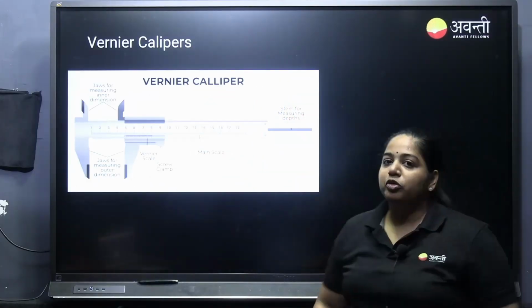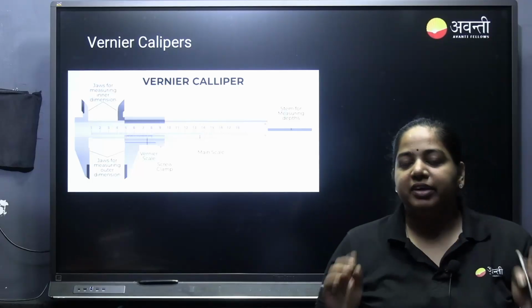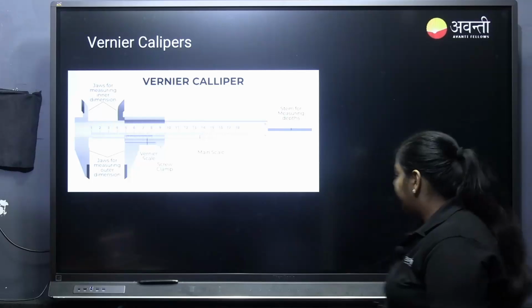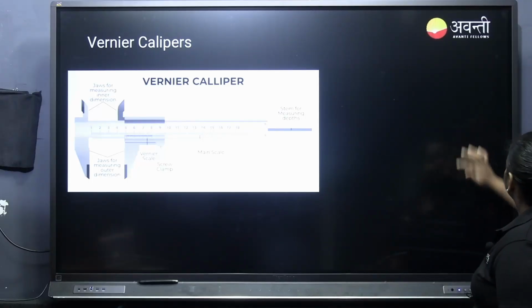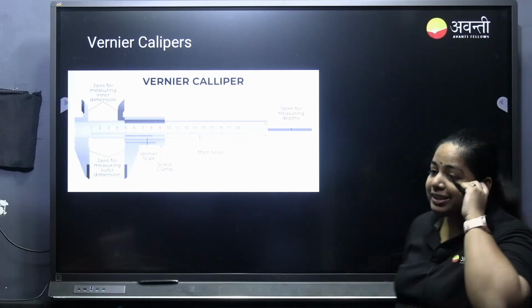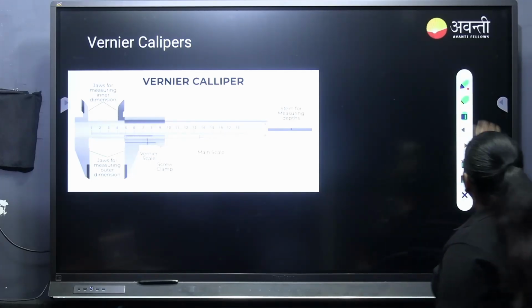Now let's come to vernier calipers. Vernier calipers and screw gauge are commonly asked questions in our entrance exam. So we will see what the formulas included in this are.